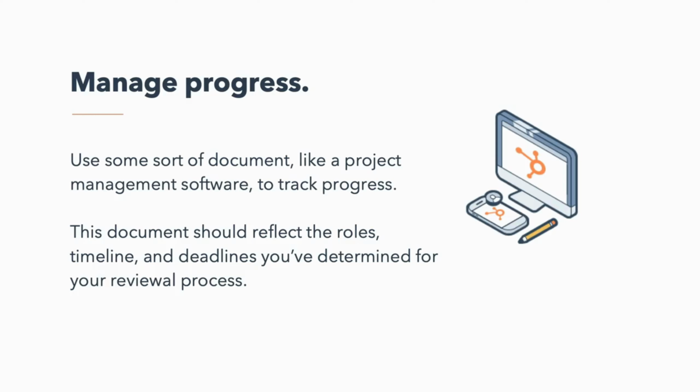Next, manage progress. Use some sort of document like project management software to track progress. This document should reflect the roles, timeline, and deadlines you've determined for your review process. Since you could have a team of people working together on a final product, tracking the review progress provides transparency across the team and keeps all stakeholders on the same page. It also allows for agility so that you can remain flexible and adjust deadlines if need be.